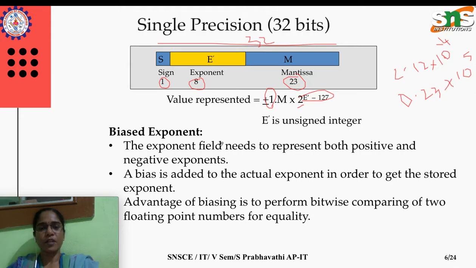Generally the exponent field is represented in both positive and negative. So an extra number called a bias is added to the actual exponent. What is the purpose of adding that bias? It is to perform the bitwise comparison of two floating point numbers. To compare two floating point numbers, it is much easier for the computer system if a bias value is added. So this is the theoretical concept.